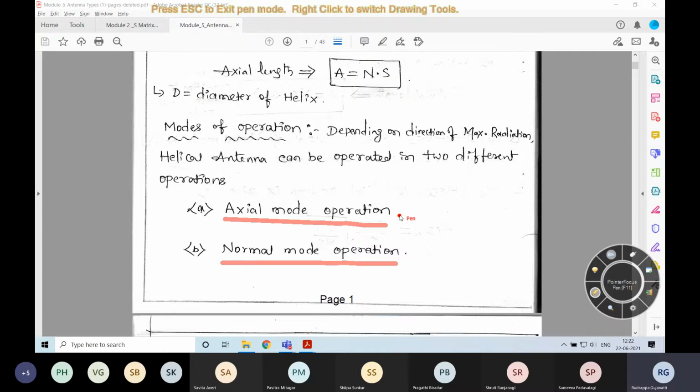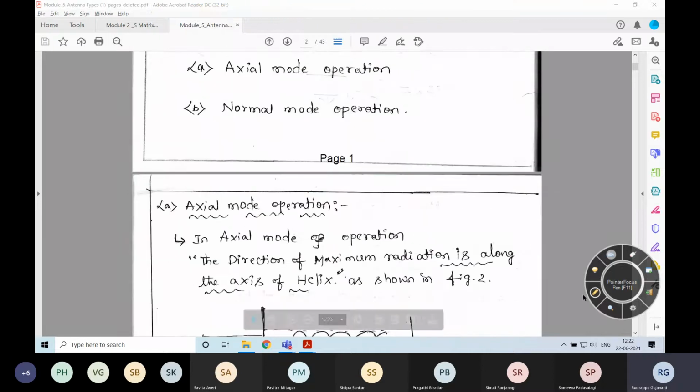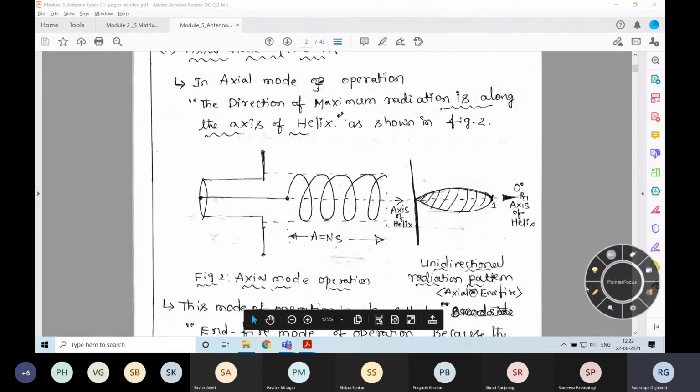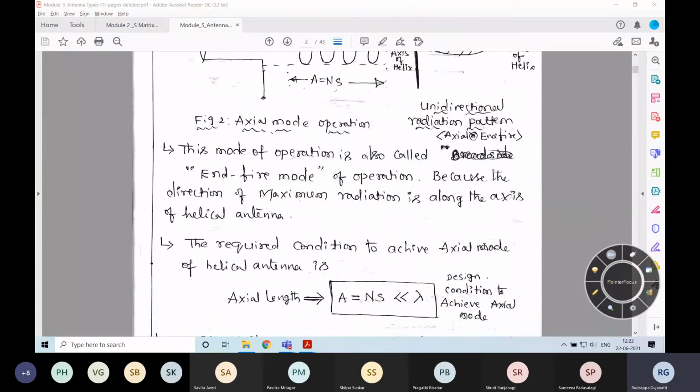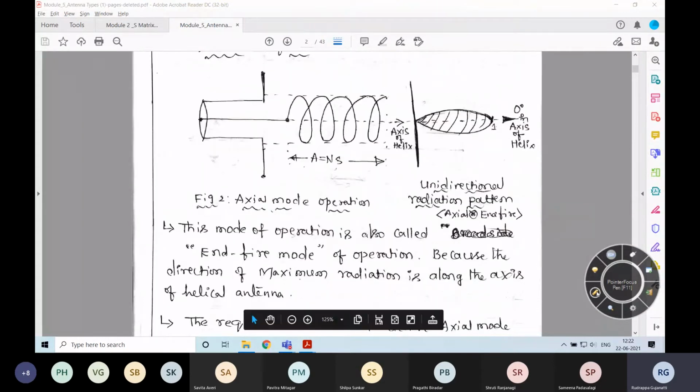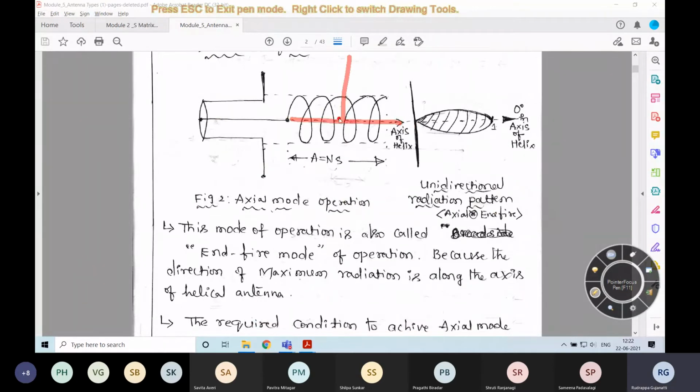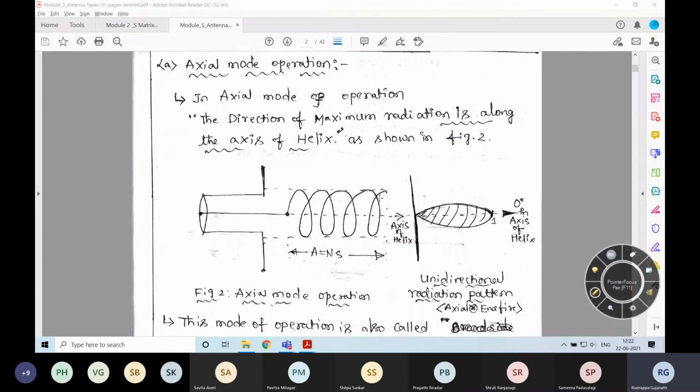So in axial mode, what we observe is that the radiation is maximum along the axis of the helical antenna. That is, if I consider phi equal to 0, the radiation is maximum along this direction. But if we consider the other aspect, we have the maximum along the direction normal to the axis of the antenna. If this is the case and I have a maximum along the normal, then we have the normal mode of operation.